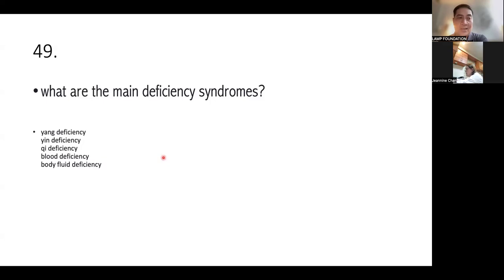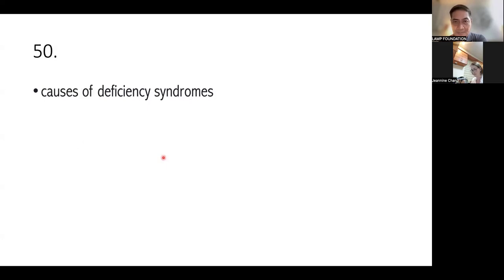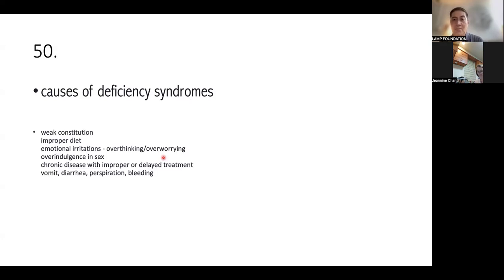Okay? Next, what are the causes of deficiency syndromes? Congenital deficiency, acquired derangement via improper diet, emotional change, too much sexual activity, or incorrect or delayed treatment. Okay. You see, improper or delayed treatment. Maybe you don't know it and they've already become deficient. That's a mortal sin.